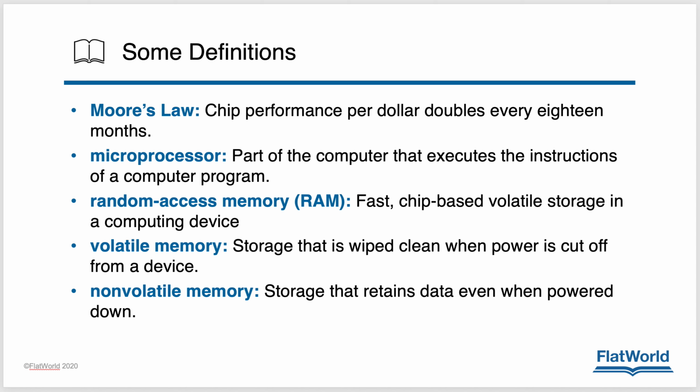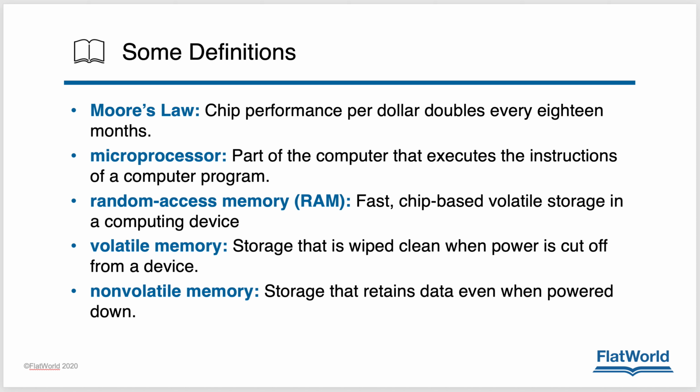There's random access memory, which is a fast chip-based volatile storage in a computer device. And volatile memory is storage that is wiped clean when the power is cut off. So it's the capacity when you say, I have 8 gigs of RAM or 16 gigs of RAM on my computer. That's the desktop where all computing happens. If you've opened Excel, all your Excel activities are taking place in that volatile memory.